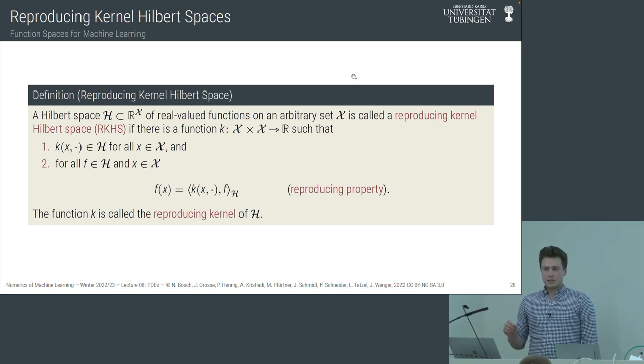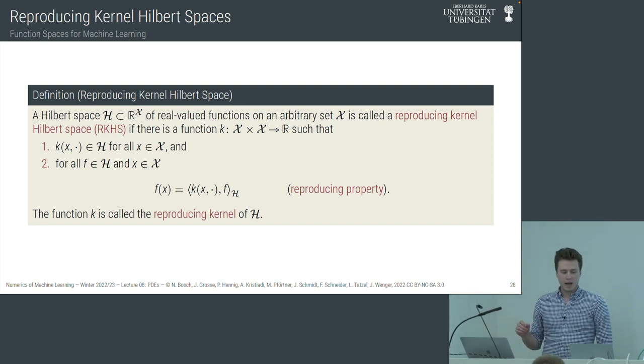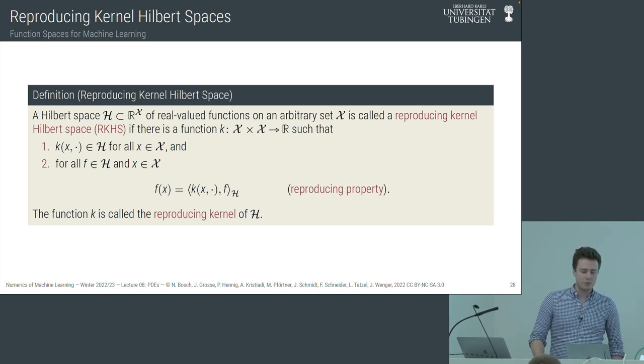It turns out that these sample paths of GPs can be made into a reproducing kernel Hilbert space by choosing an appropriate kernel. I'm not really going to go over this. This is just for the people that know what an RKHS is.